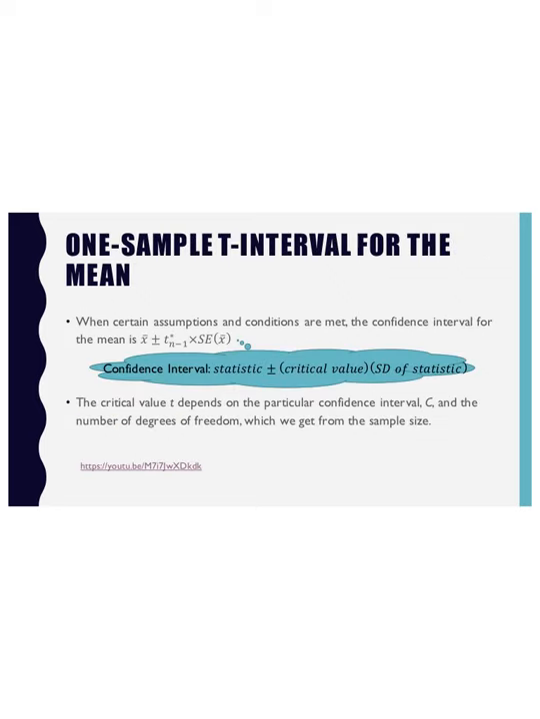When certain assumptions and conditions are met, the confidence interval for mean is the x bar plus minus the critical value t star times the standard error of the sample mean. On your formula sheet, it says confidence interval is statistic plus minus critical value times the standard deviation of the statistic. That is what I would remember. I would not really focus on the formula. The reason being is if you write down the formula on the AP exam and you forget a symbol like the bar over the X or the star next to the T, they will dock you. The critical value T depends on a particular confidence level C and the number of degrees of freedom, which we get from the sample size.